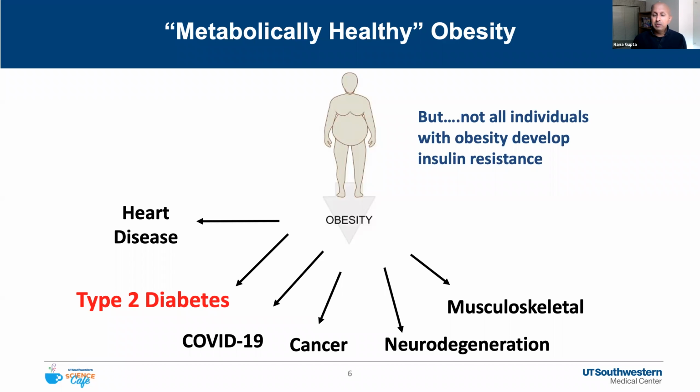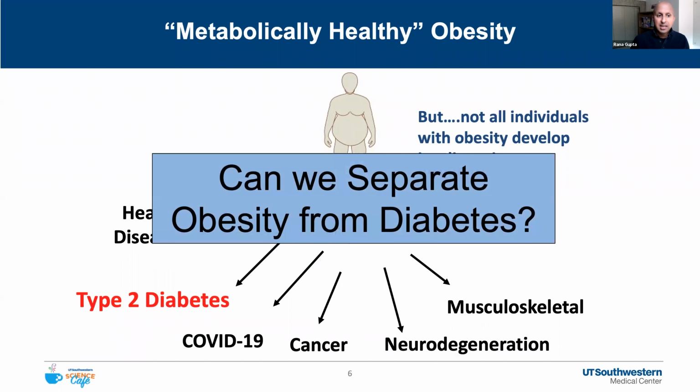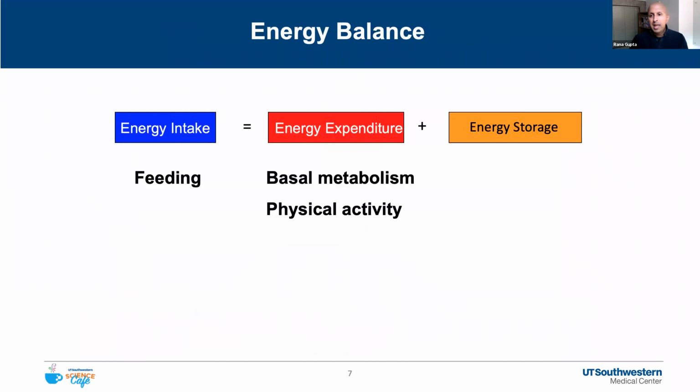Why are some individuals protected, at least for a period of time, from developing insulin resistance? And importantly, if we can understand this, can we separate obesity from diabetes and break the link between obesity and diabetes? So to answer this question, we need to take a step back. And in thinking about obesity, we need to think about it in the context of energy balance.